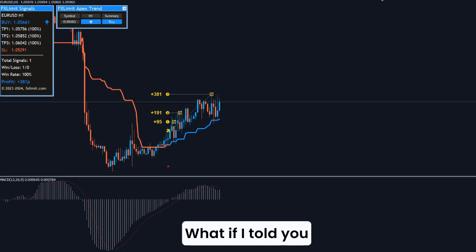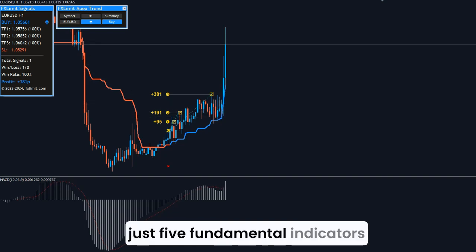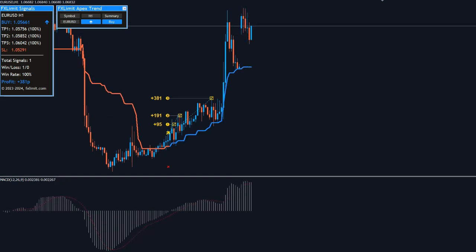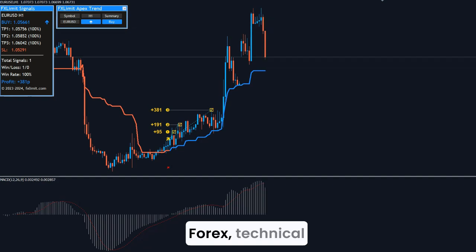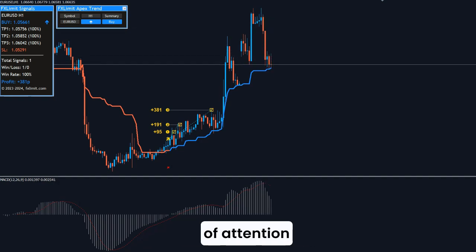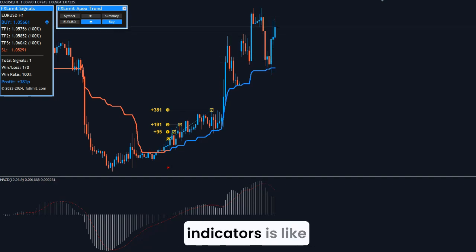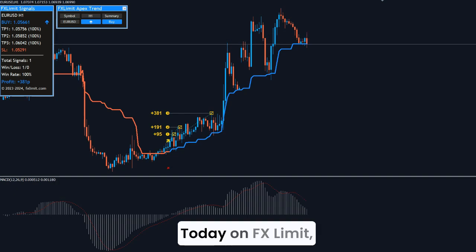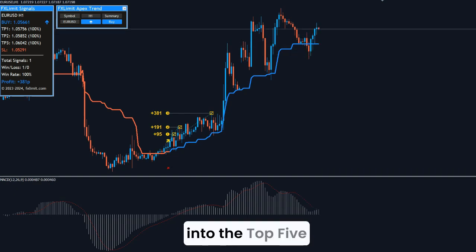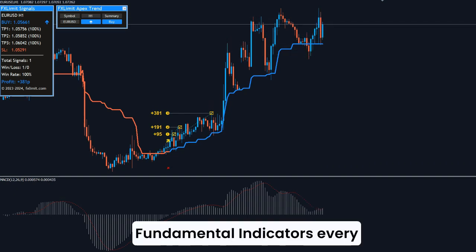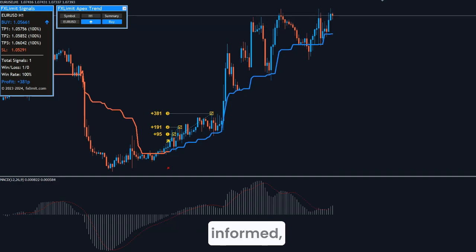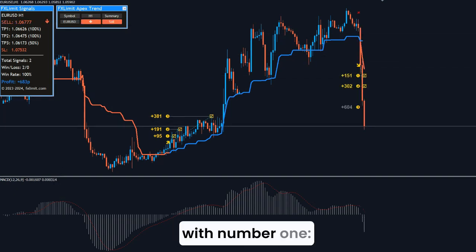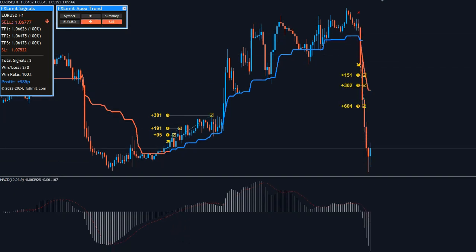What if I told you that mastering just 5 fundamental indicators could change the way you trade major Forex pairs forever? In the world of Forex, technical analysis gets a lot of attention, but ignoring fundamental indicators is like flying blind through a storm. Today on FX Limit, we're diving into the top 5 fundamental indicators every trader needs to understand to make informed, confident trades.